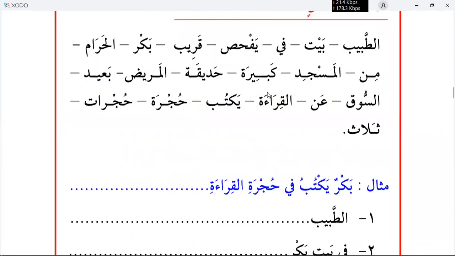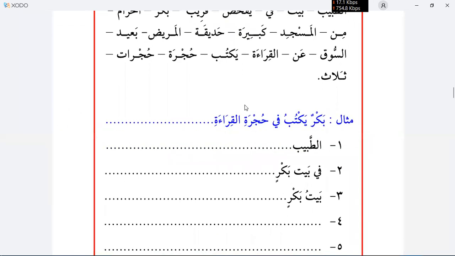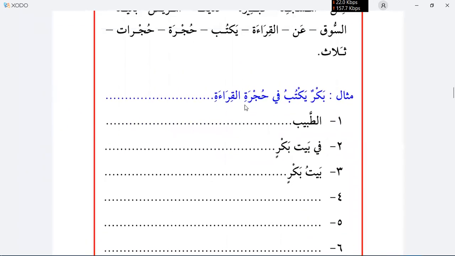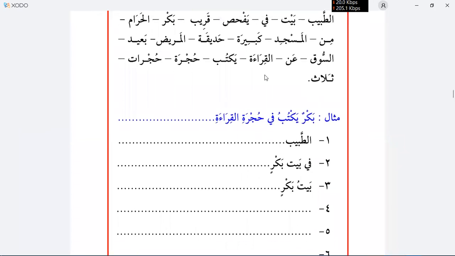Bakr yaktubu fi hujrat al-qira'a. Bakr is reading in the reading room, study room. Now you need to make a sentence. The first word is Tabib, then use the rest of the words. Mr. Rizwana.